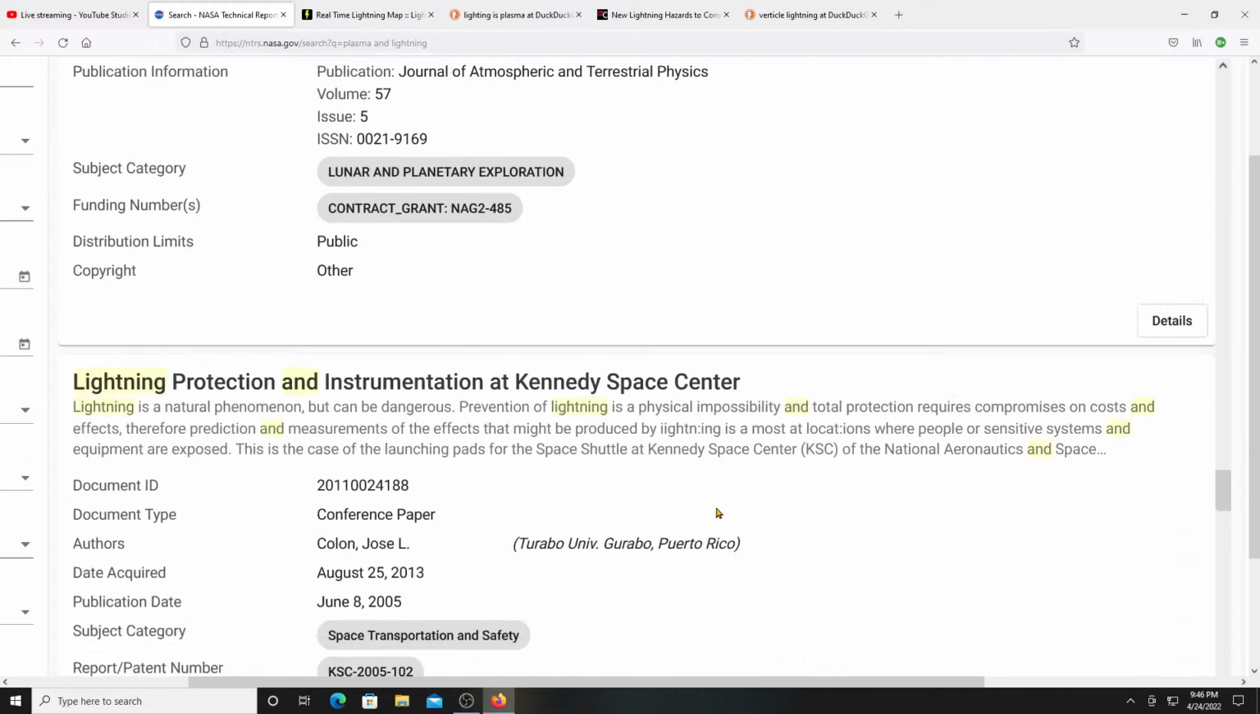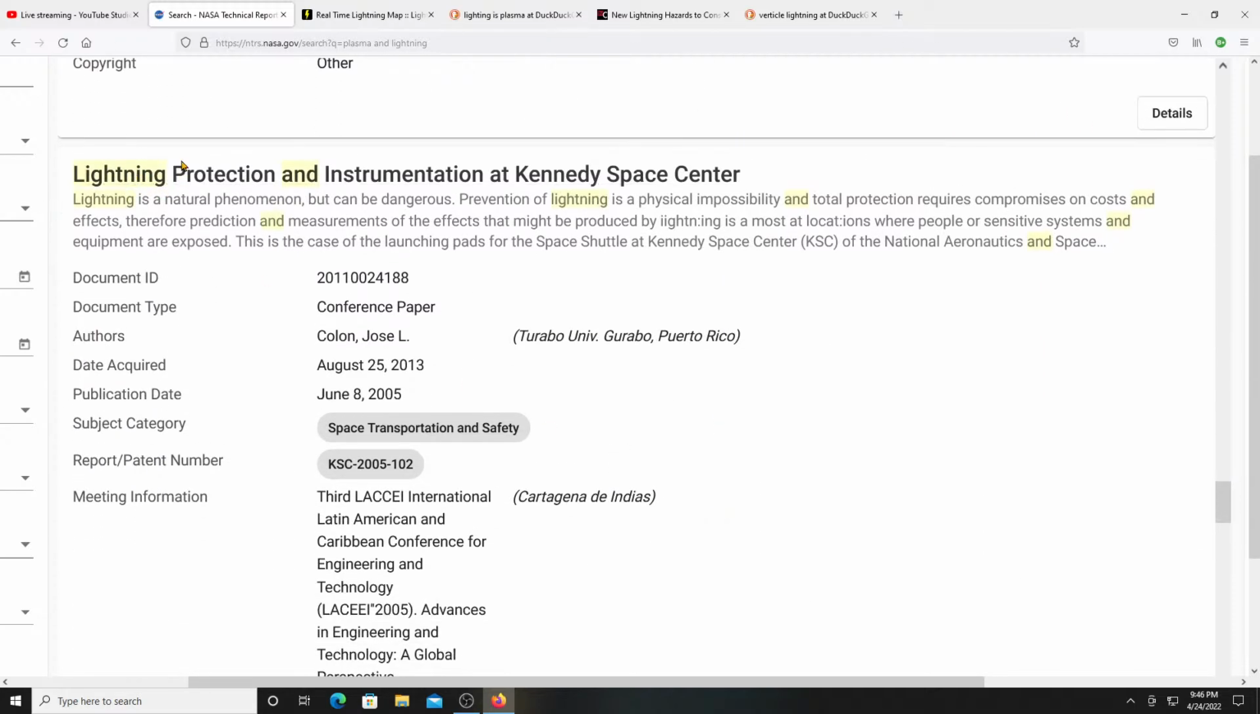That's right, you all. So let's look at this. Lightning protection and instrumentation at the Kennedy Space Center. All of this.